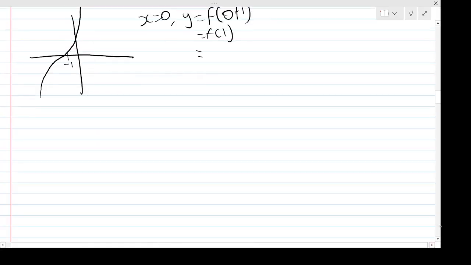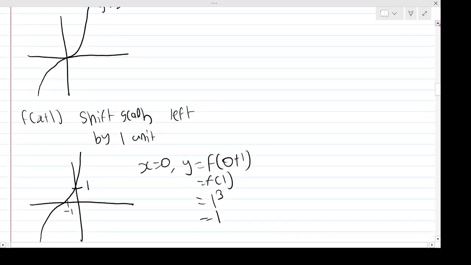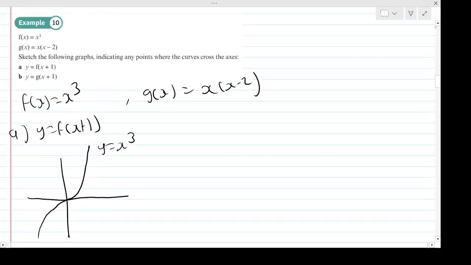So that'd be 1 cubed, which should be 1. Okay, so again, it would pass through the y-axis at 1, and that'd be the y-intercept. Cool. Part B then, it's asking to sketch g of x plus 1.